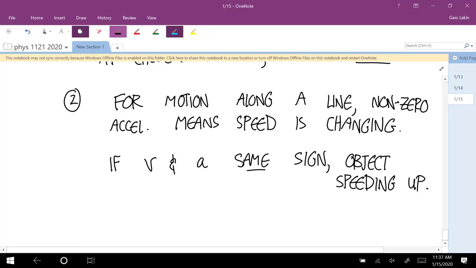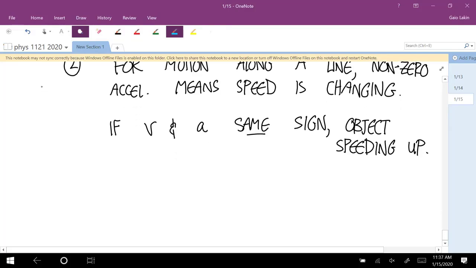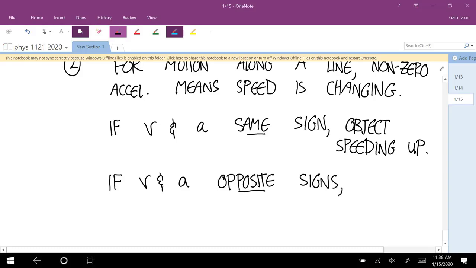Which direction is it speeding up? Well, you can get that from the sign of the velocity. So if they're both negative, since the velocity is negative, it means the object's moving in the negative direction and speeding up. Okay? If they're both positive, it means it's moving in the positive direction and speeding up. If the velocity and acceleration have opposite signs, it means the object is slowing down. And again, you can tell what direction it's going from the velocity.